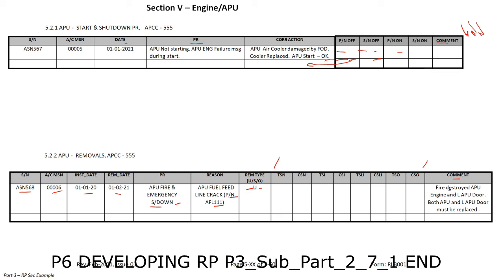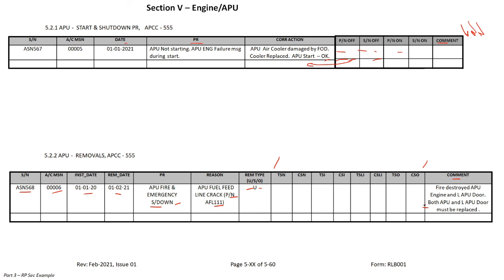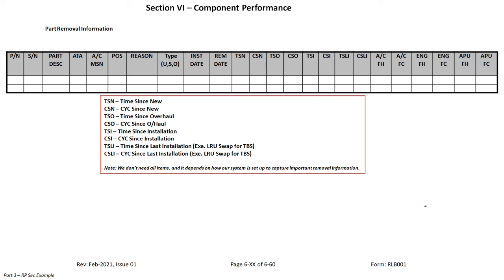Fire destroyed the APU engine and the left APU door. Both the APU and the left APU door must be replaced. Okay, just an example. Now let's move to the next slide, and this is all about component reliability, section 6.